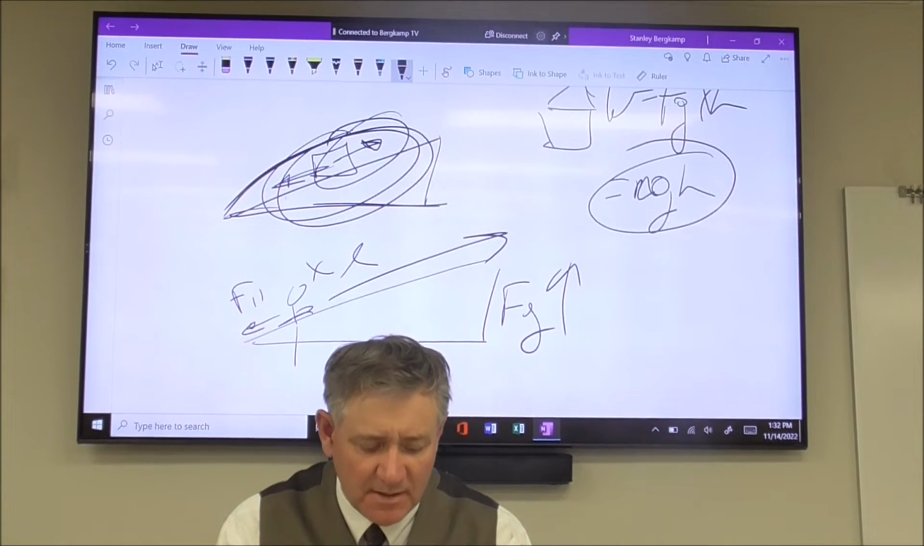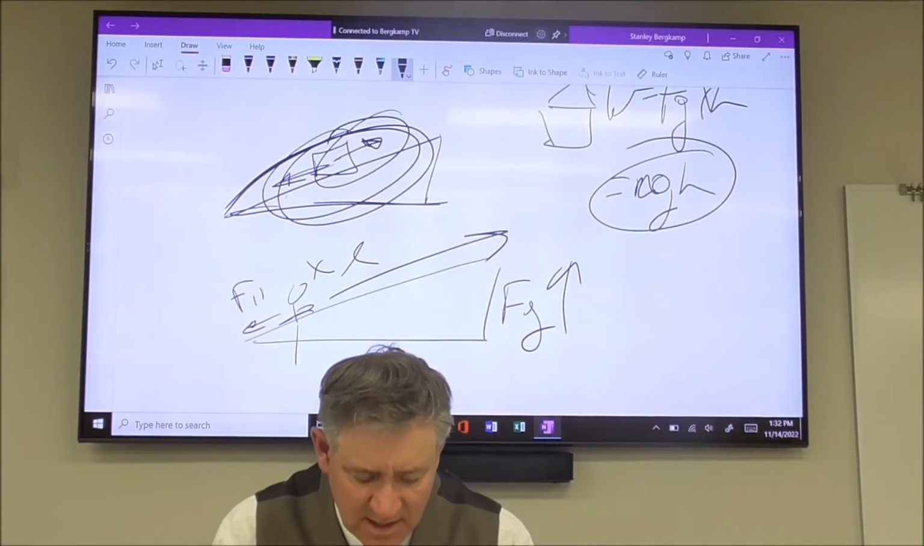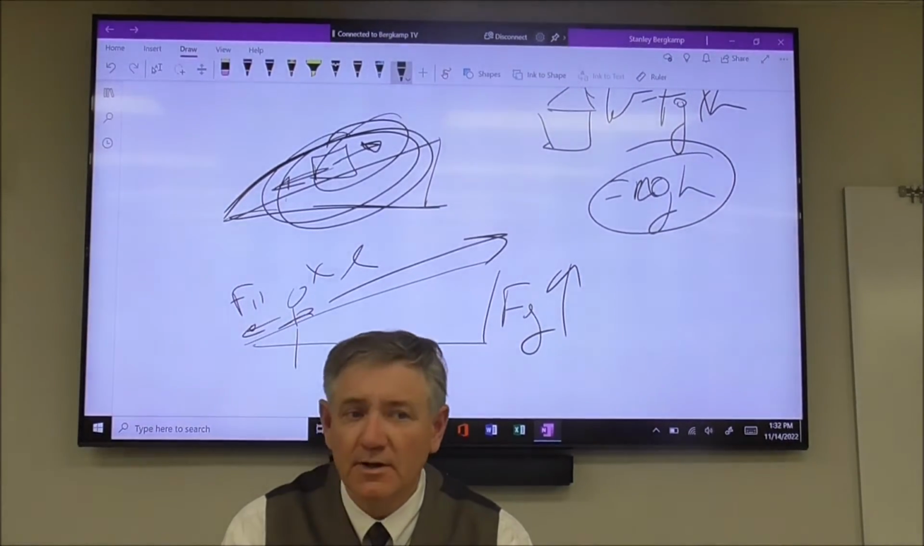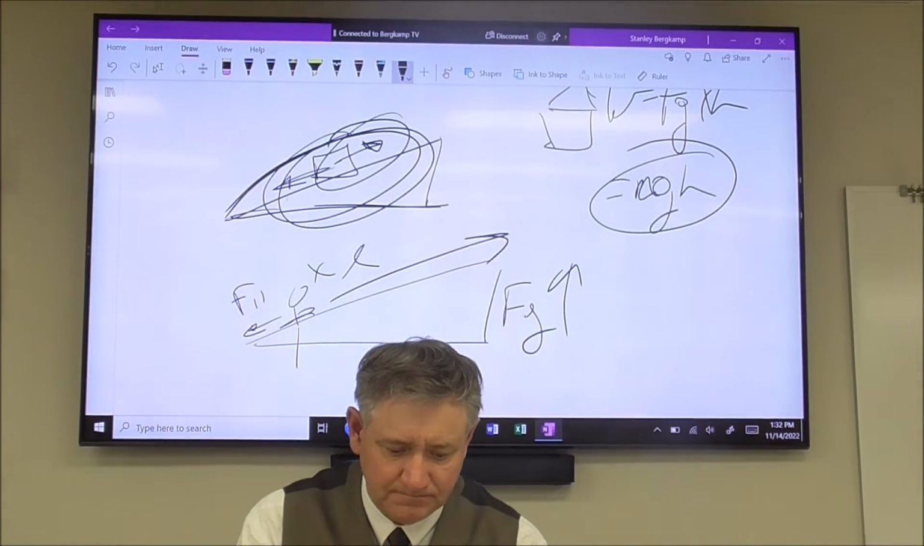But remember, on number 6, you only use the force that's in the direction of motion. You only use the force in the direction of motion.